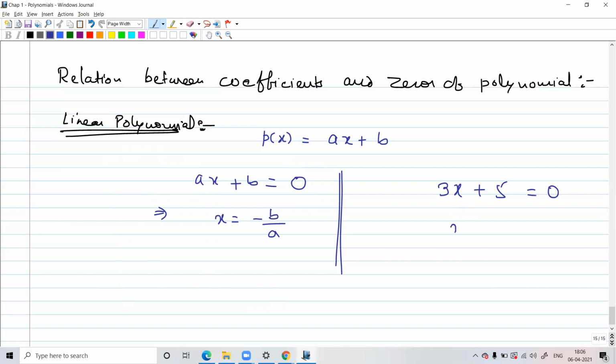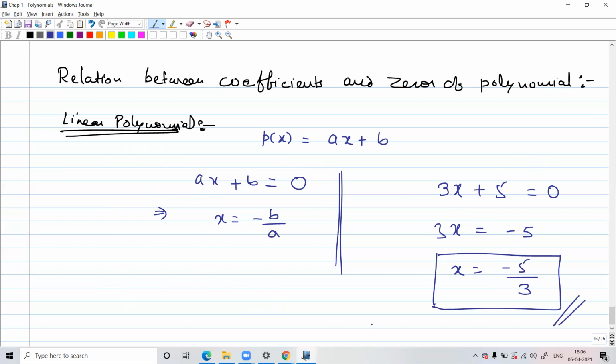What would you do? You will take 3x as it is. You'll transpose the 5 to the other side. So you'll get 3x is equal to minus 5. And then you will transpose 3 to the denominator of this side. So it will become minus 5 by 3. Correct? This is how you will find the x value, no? If it was a simple equation like this.